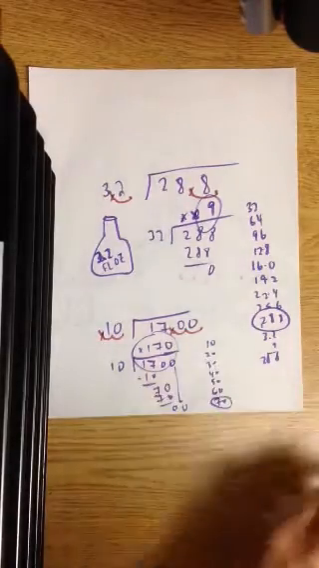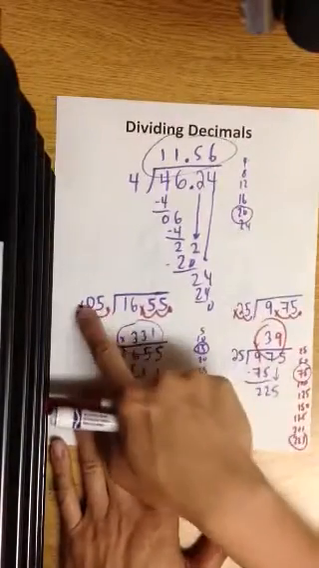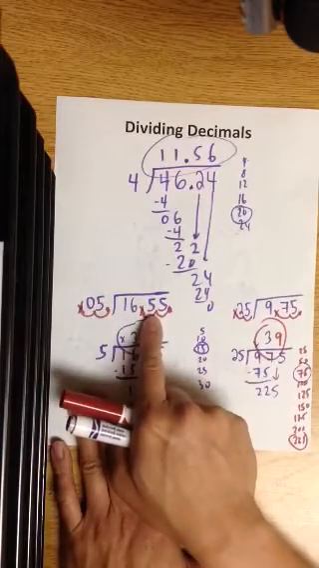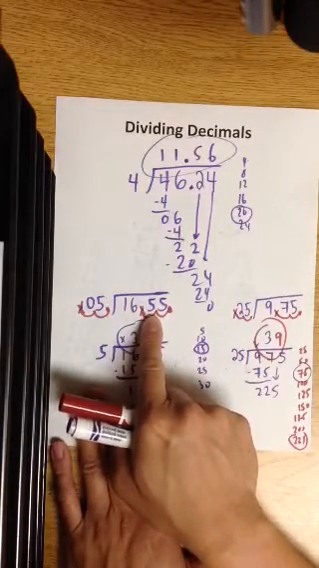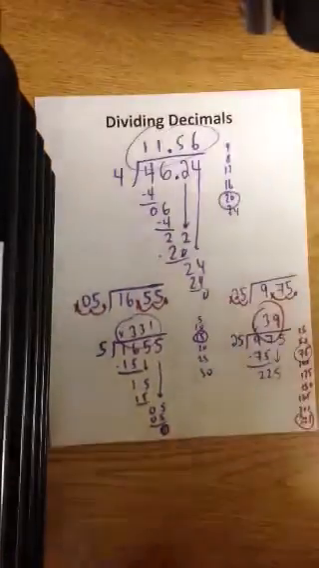So the main thing about dividing by decimal is you have to turn these into whole numbers. You're going to have to move the decimal point over in the divisor. Make sure you also move the decimal point in the dividend. Then you just do regular division. So that's how you divide decimals.